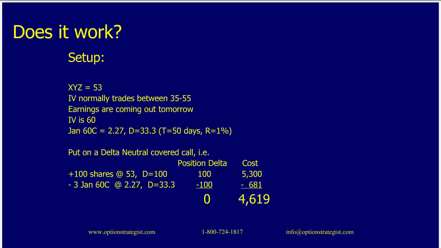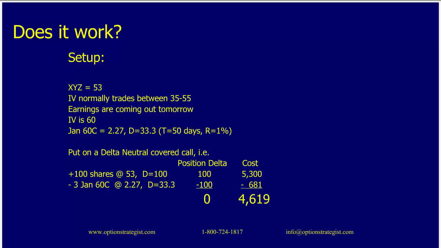There's 50 days to go, and the risk-free rate. The reason I mention this is because sometimes people put it into their own calculators just to look at my numbers. The risk-free rate I used was 1%. Okay, that's pretty close to what I use today for real trading. But anyway, what I want to do is put on a delta neutral covered call.